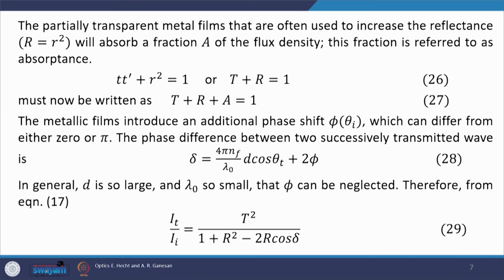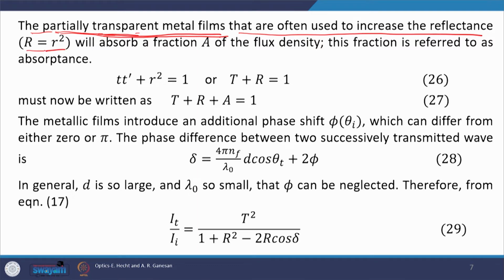Now, to increase the reflection, as I said before, people usually use metals, but we all know metals are lossy. Therefore, apart from the coefficient of reflection and the coefficient of transmission, we will also have to take into account the coefficient of absorption, because there are losses due to the involvement of metal. Although the metal film is very thin, it would still have losses. But since the metal is thin, we can say that it is a partially transparent metal film.